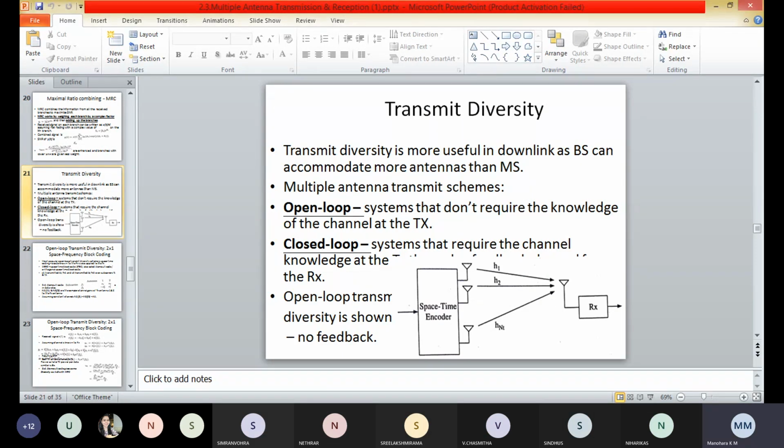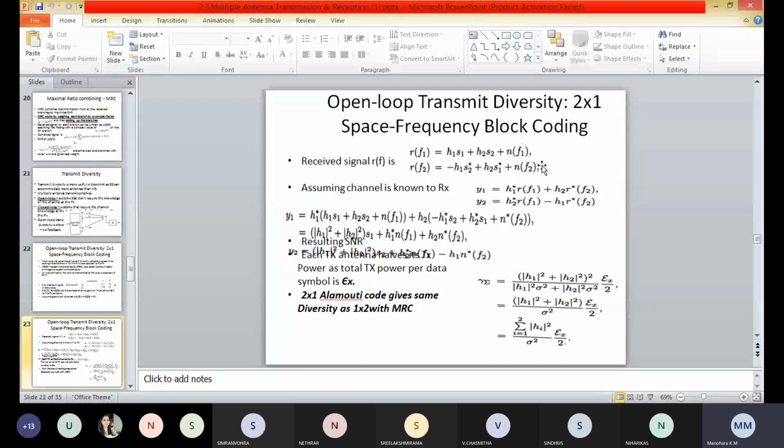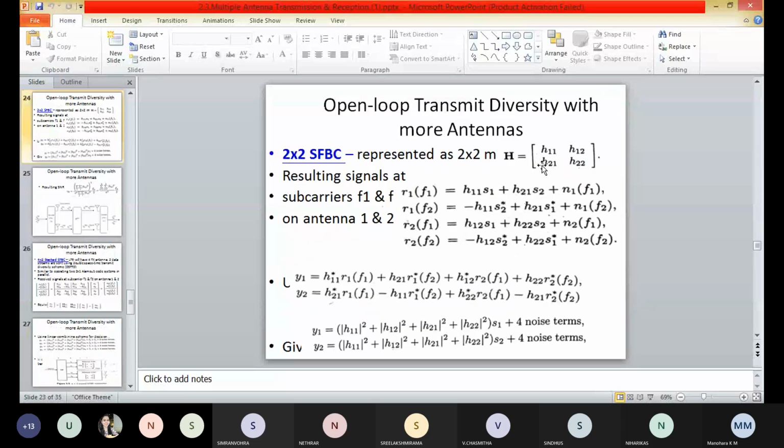In the last class, we discussed transmit diversity. In that, we studied open loop transmit diversity, the 2x1 space frequency block coding. Today we are going to discuss the next topic: open loop transmit diversity with more antennas.